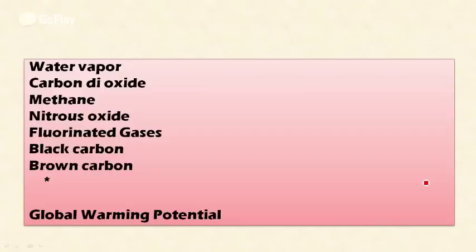Welcome friends, in this video let's discuss greenhouse gases, which are responsible for global warming and the greenhouse effect, and one important concept called global warming potential, which is also related to these greenhouse gases. So there are important greenhouse gases present in the atmosphere. These include water vapor, carbon dioxide, methane, nitrous oxide, fluorinated gases, black carbon and brown carbon.